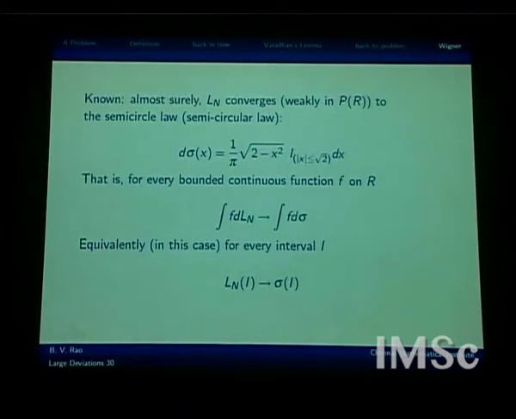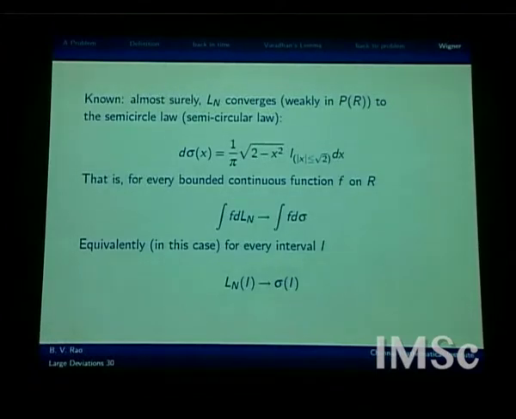What is the theorem? Almost surely Ln converges to this. Remember, Ln is a probability on the real line. It sits on the n eigenvalues of your matrix. It is random because your matrix is random. If you fix a point omega, you get a matrix of numbers. Now, for almost every sample point omega, if you look at the sequence of probabilities Ln, it converges to sigma.